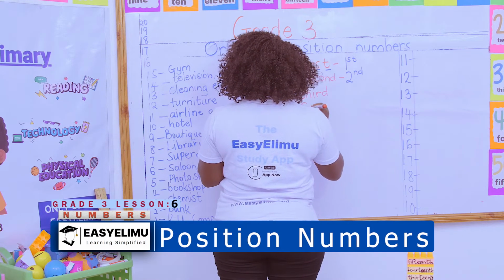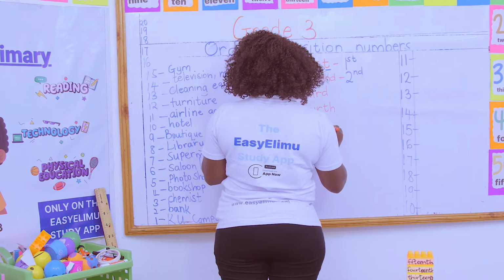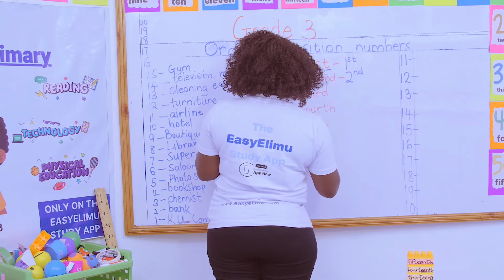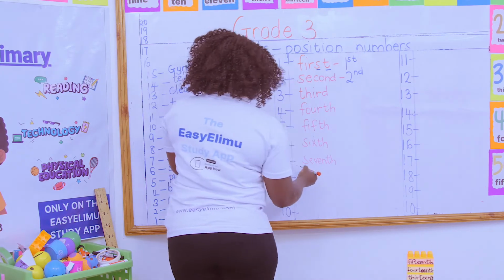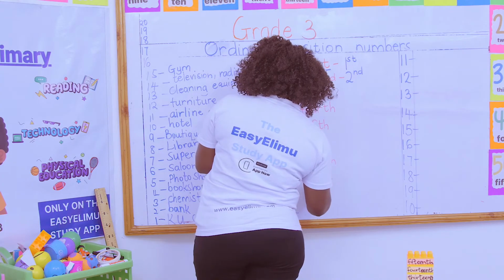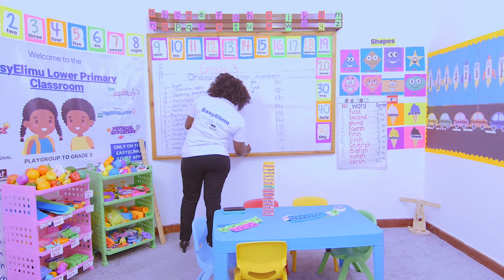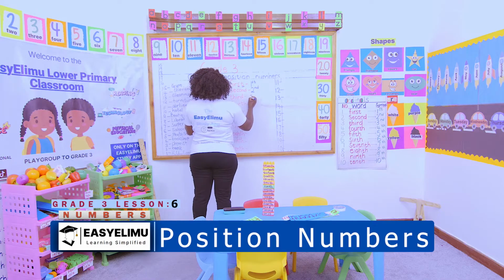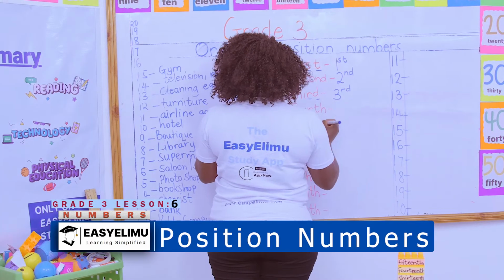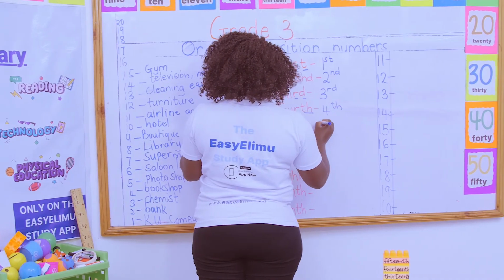We have the fourth, the fifth, sixth, seventh, eighth, ninth, tenth. And we said for us to write the symbols, you take the number and the last two letters.